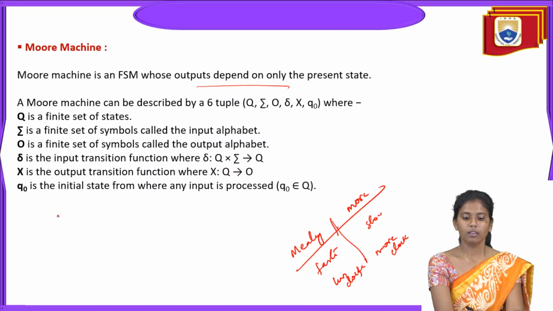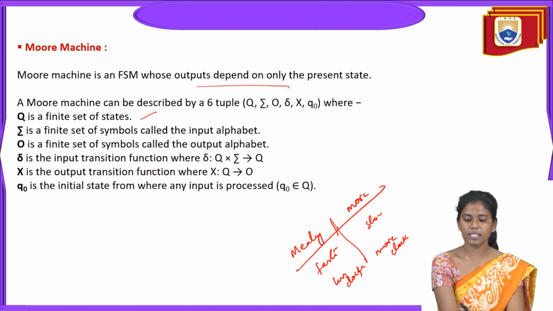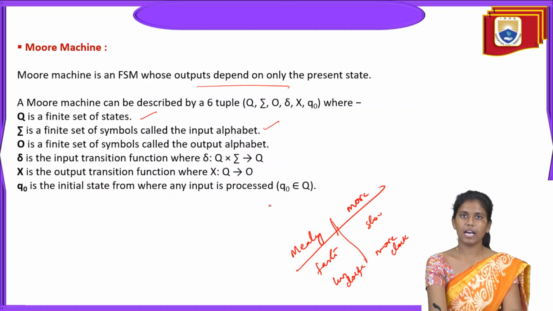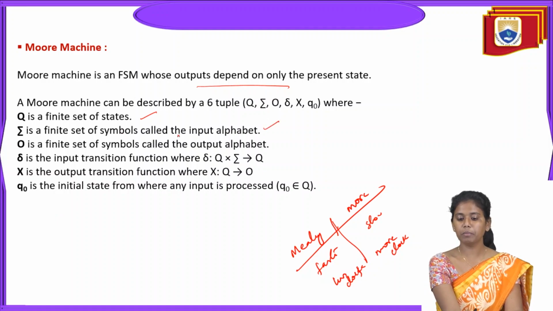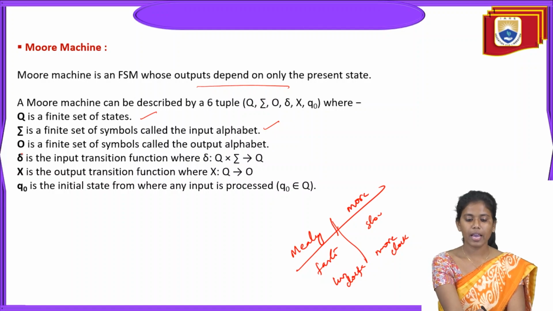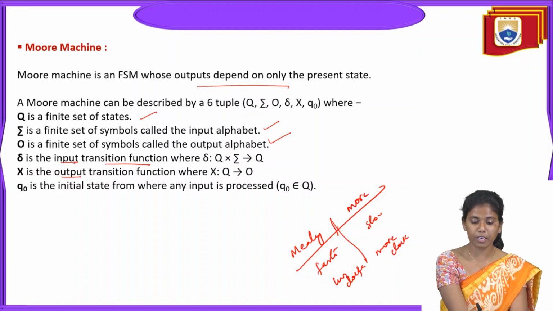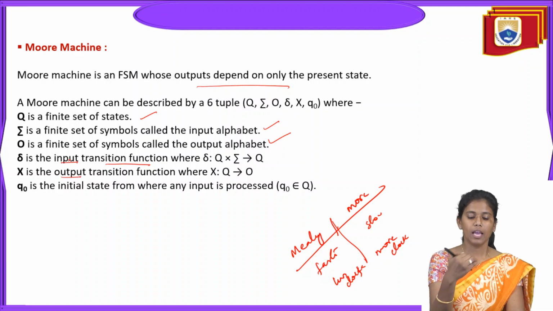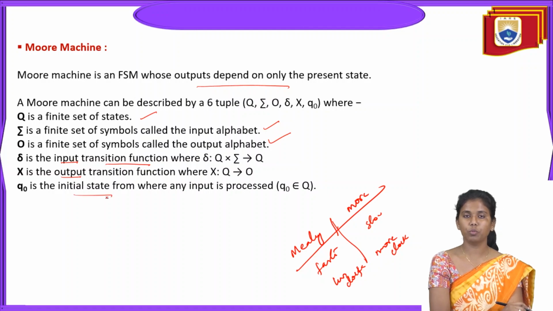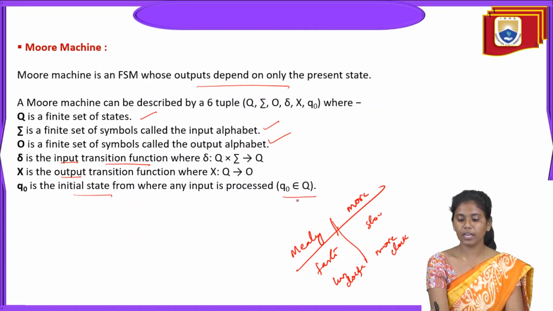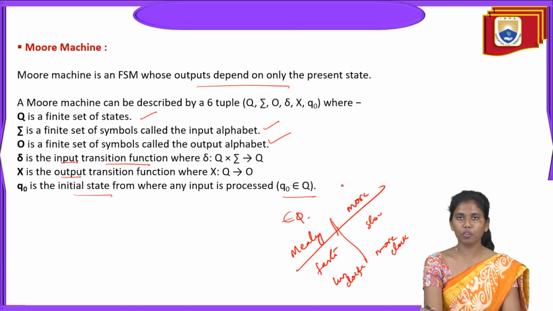coefficient represents something. Q represents the states, sigma represents the input alphabet, and O represents the output alphabet. Gamma represents the transition function with respect to input, X represents the transition function with respect to output, and Q naught is the initial state.